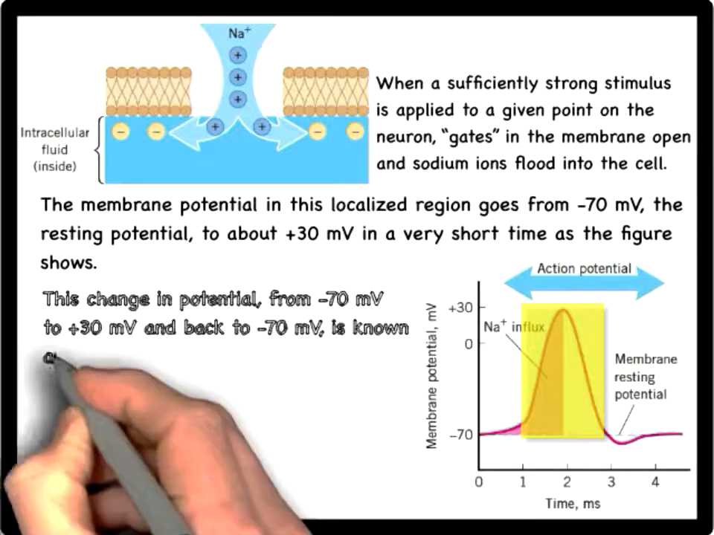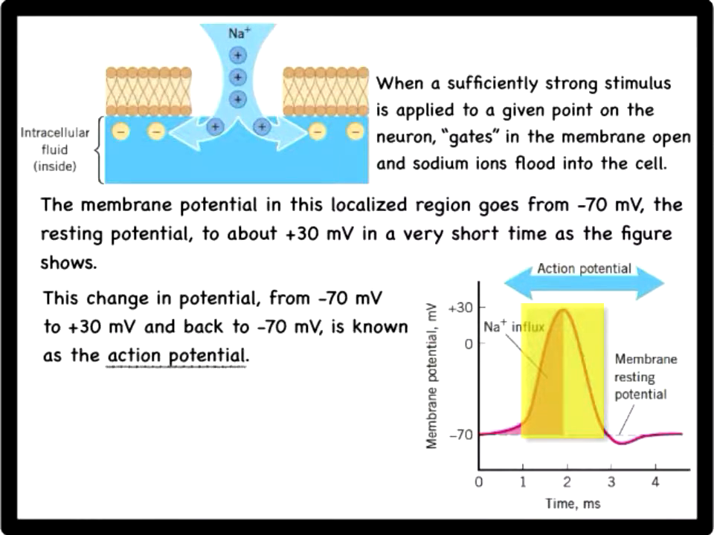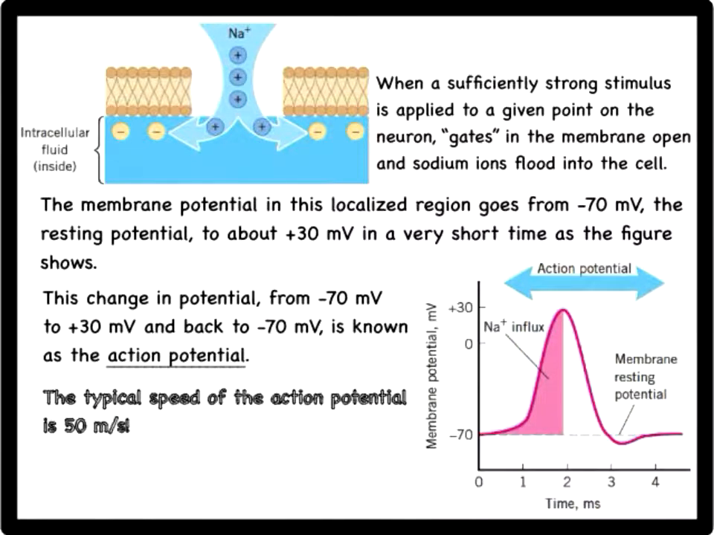This change in potential from minus 70 millivolts to plus 30 and back to minus 70 millivolts is known as the action potential. The action potential lasts for a few milliseconds, and it is the electrical signal that propagates down the axon to the next neuron or to the muscle cell. The typical speed of an action potential is approximately 50 meters per second, or 110 miles per hour.